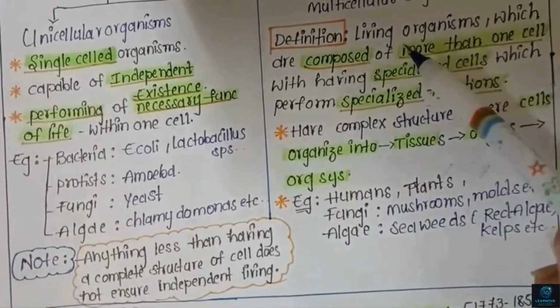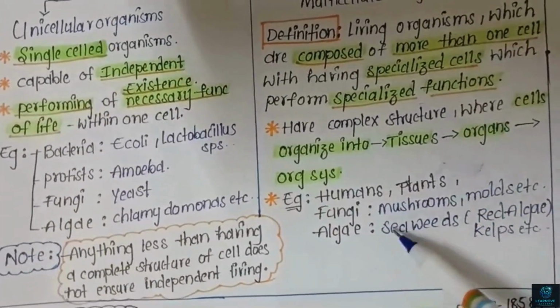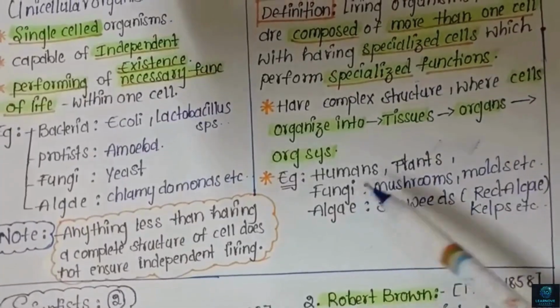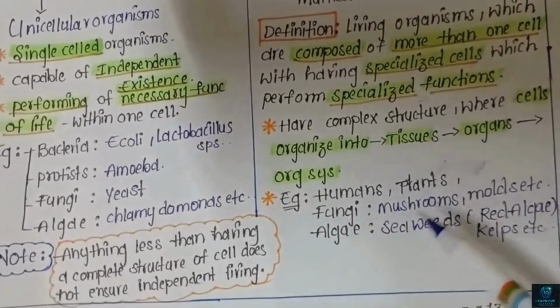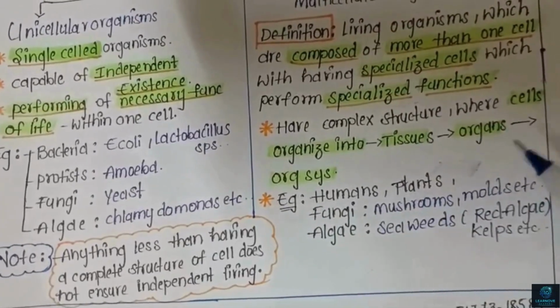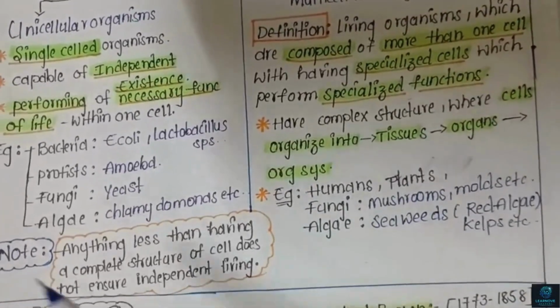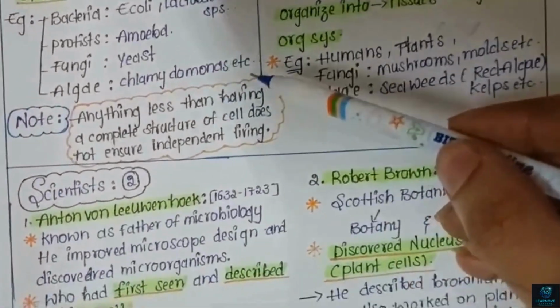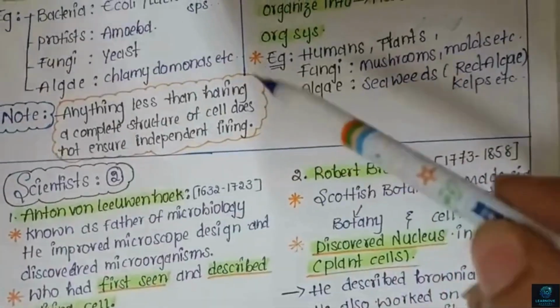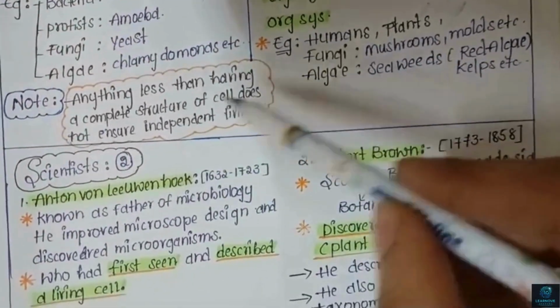Examples of multicellular organisms: humans, plants; in fungi, mushrooms, molds, etc.; in algae, seaweeds, red algae, kelps; and grasses, etc. Note that anything which is less than a complete structure of a cell does not ensure independent living.